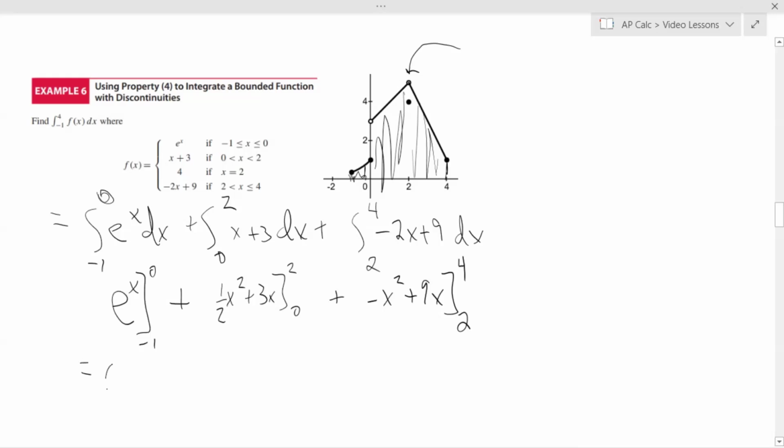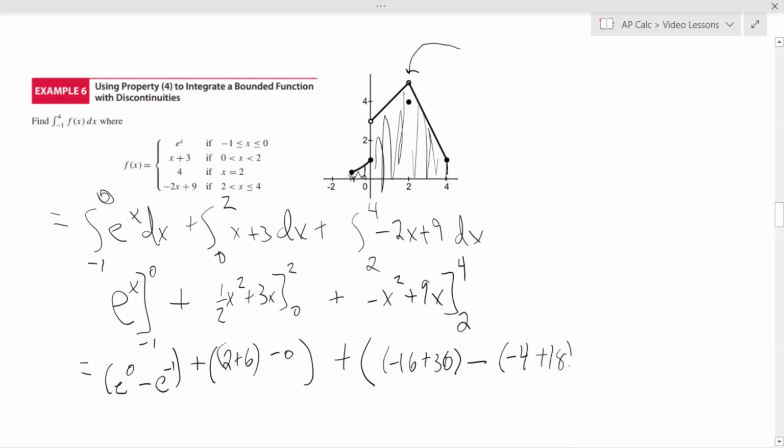So here we're going to have e to the 0 minus e to the -1, plus, if we plug in 2 and 0, 2 squared is 4 times 1/2 is 2, so it'd be 2 plus 6 minus plugging in 0 would give us 0. And then plus, if we plug in 4, you would have -16 plus 36 minus the function evaluated at 2, which is going to be -4 plus 18.